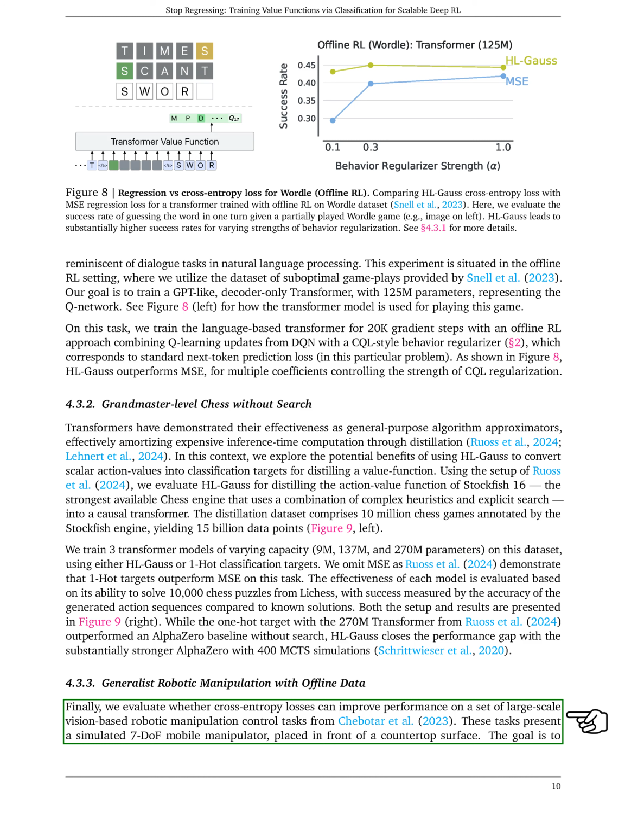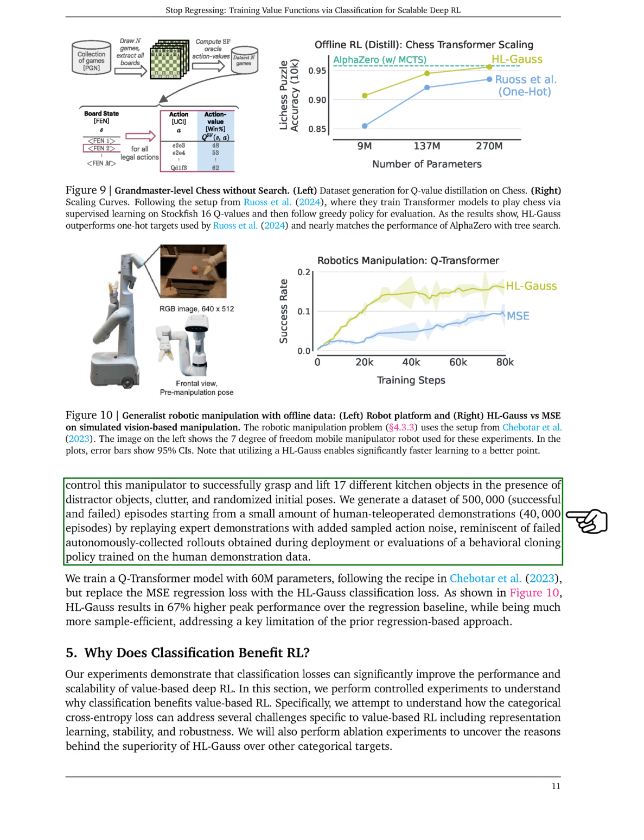Moving on to the realm of generalist robotic manipulation with offline data, we investigated whether cross-entropy losses could enhance performance in large-scale vision-based robotic manipulation control tasks. These tasks involve controlling a simulated 7-degree of freedom mobile manipulator to successfully grasp and lift 17 different kitchen objects amidst distractors, clutter, and randomized initial poses.